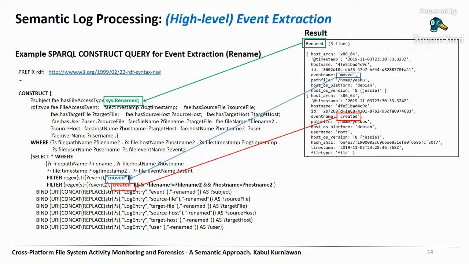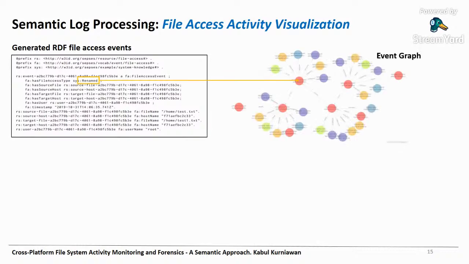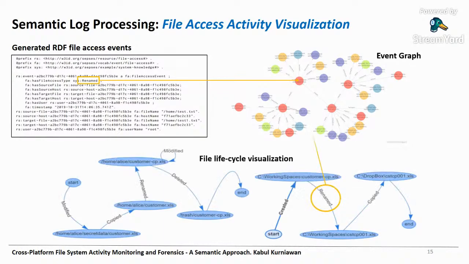For example, for rename event activity, the current file name should not be the same as the former file name, and it should have the same host. For file access activity visualization, after we have the generated IDF file for access events, we materialize them into a connected IDF graph and visualize them into a file activity lifecycle.